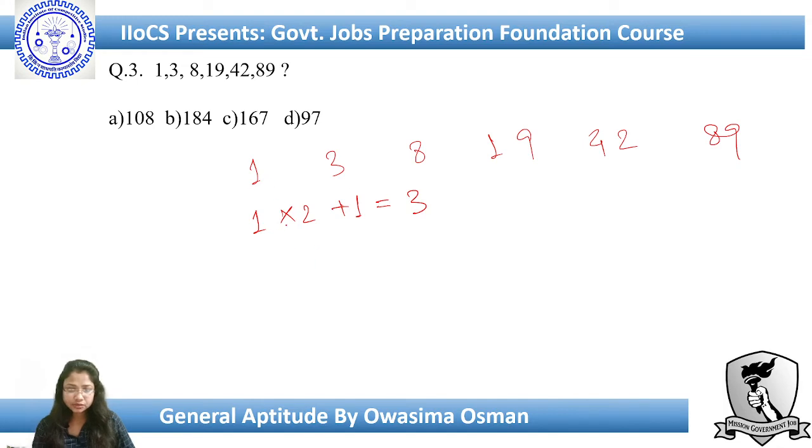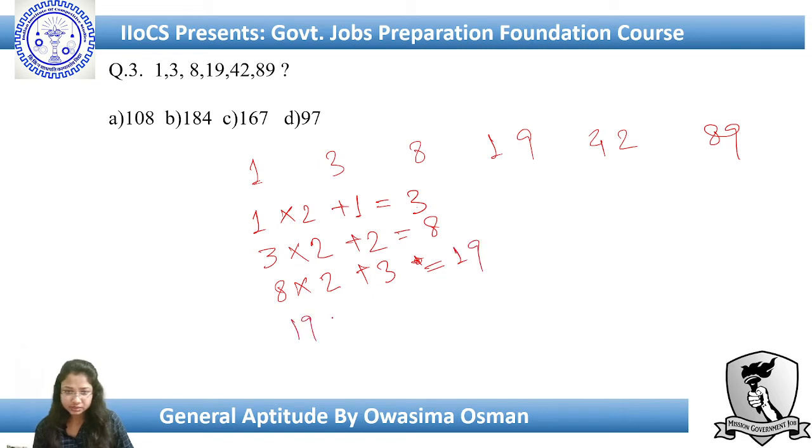So if we multiply by 2 and then add 1 to the first term, that is 1, then we will get 3. And again 3 is our second term, and if we multiply the second term by 2 and then add 2 with it, we will get 8. Similarly we will multiply 8 by 2 and add 3 with it, then we will get 19.